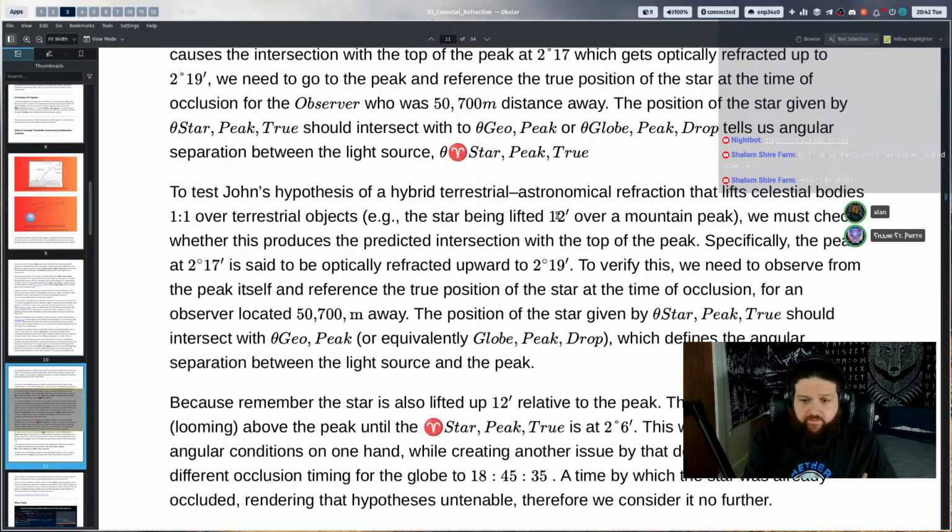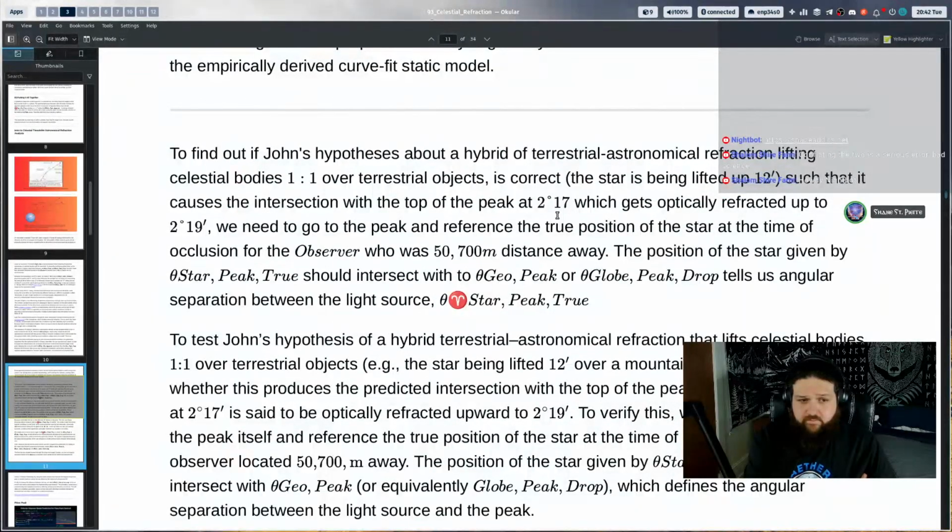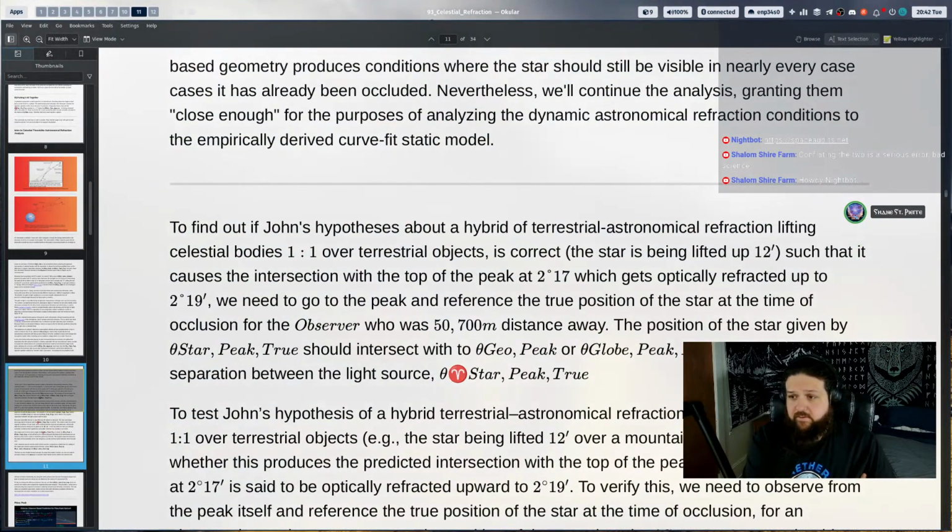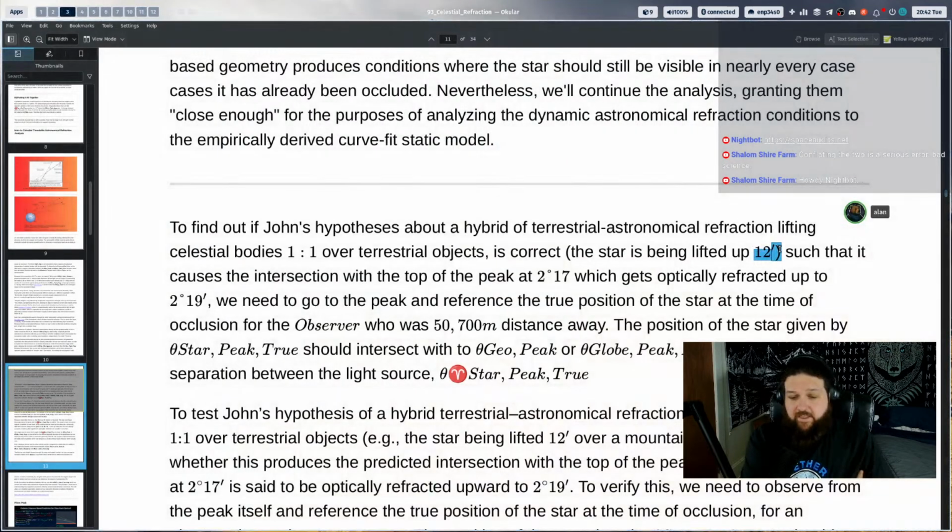What do you mean by 1-to-1? Sorry, just so I understand. Lifting such a body 1-for-1, what does that mean? Okay, so if the star's true position is at 2 degrees and 6 arc minutes, so it's below the peak by 12 arc minutes, and they say there's actually 12 arc minutes of refraction, and that's lifting it up to 217. In other words, there's 12 arc minutes of refraction allowing that star to be below it, and that's explaining why at 205, it's still above the peak.